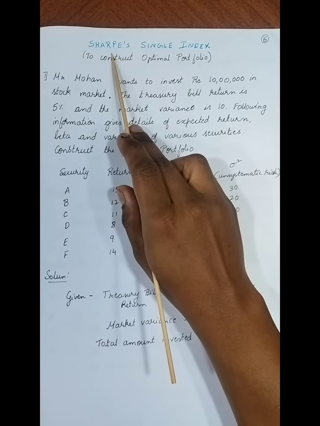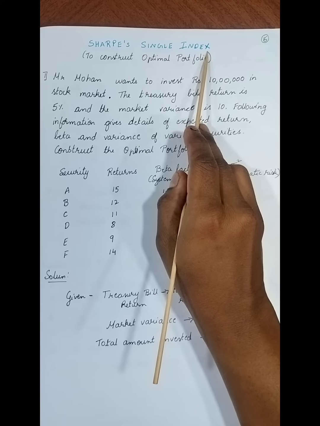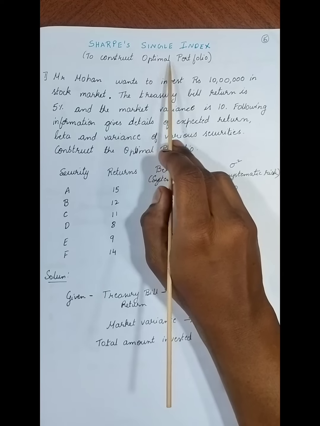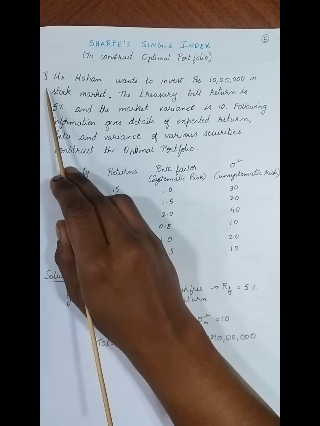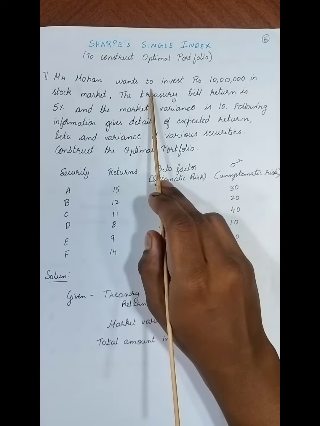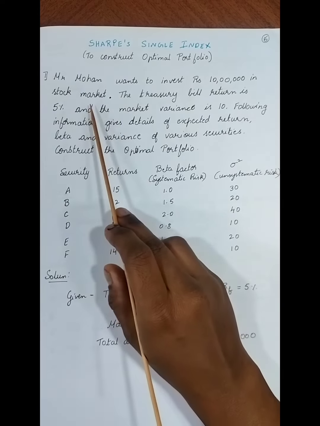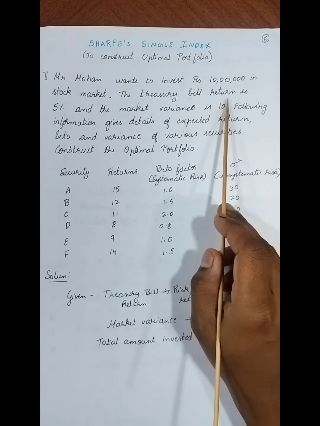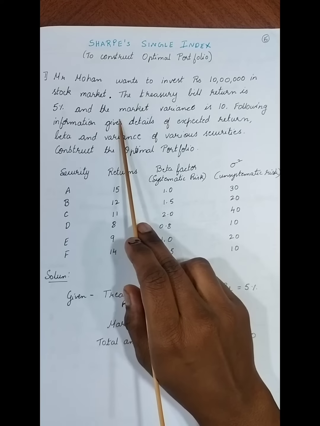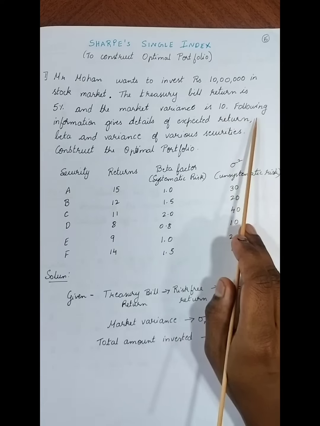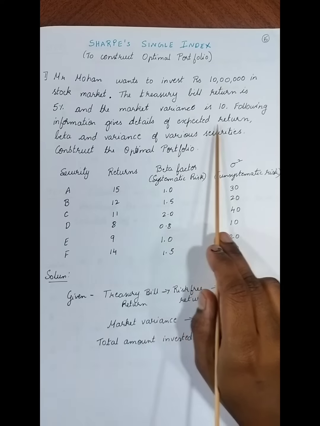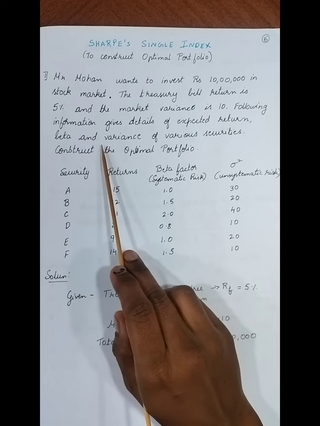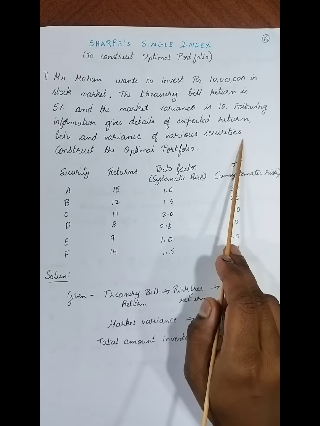Now we'll look at Sharpe's single index. This is used to construct an optimal portfolio. The problem: Mr. Mohan wants to invest rupees 10 lakh in the stock market. The treasury bill return is 5% and the market variance is 10. The following information gives details of expected return, beta and variance of various securities.